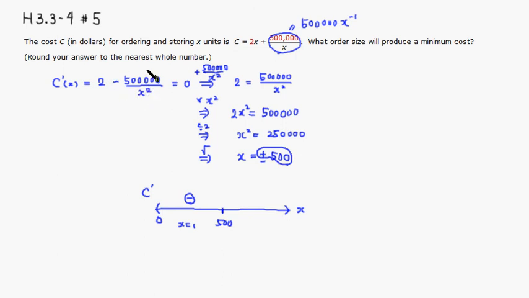If you plug in 600, this is going to be positive because the 500,000 over x squared term is small enough, so you get a positive sign here. Then you can see that the cost function is decreasing before 500 and increasing after 500. So we know that at this point you will have a minimum. So we verify that 500 is indeed the right answer.